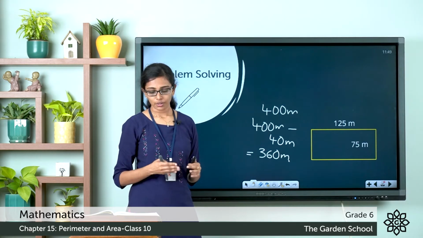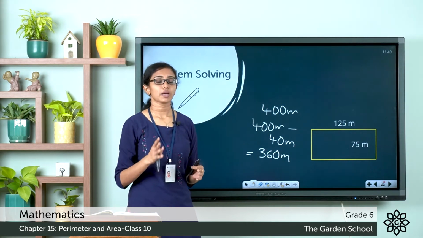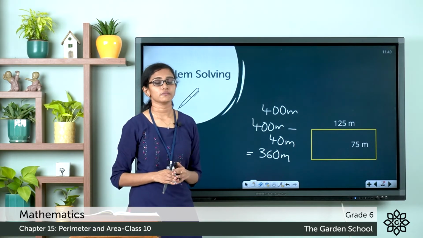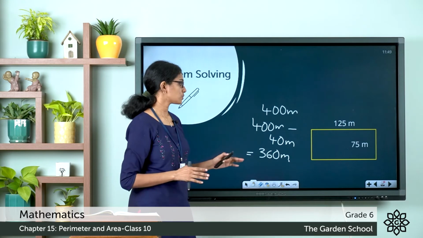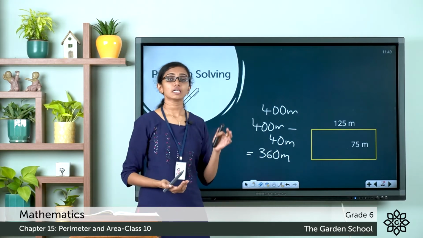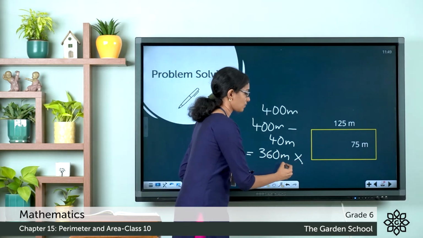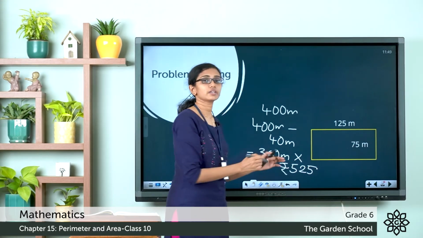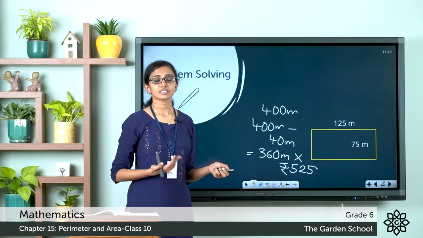Now, how do we find out the cost of constructing? We are given the cost per meter is equal to rupees 525. So, the total cost will be equal to 360 meter into rupees 525. Please do the calculation and find out the total cost. Let's discuss the next question.